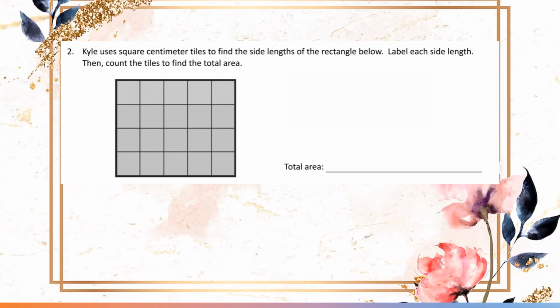Let's take a look at number 2. Number 2 says, Kyle uses square centimeter tiles to find the side lengths of the rectangle below. Label each side length, then count the tiles to find the total area. Okay, well, let's start with the length. We're going to count the tiles. 1, we're going straight down. 2, 3, 4. So the length of this rectangle is 4 square centimeter tiles. 4 centimeters in length.